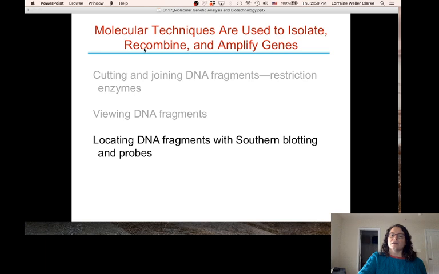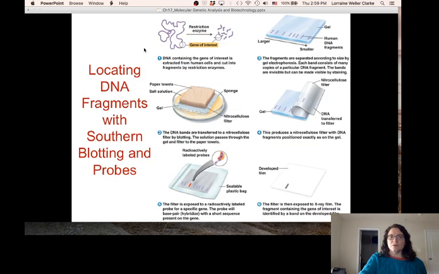So now we also have to figure out how to locate DNA fragments, okay? DNA containing a certain gene of interest, you want to extract it from human cells and cut it into fragments, and you want to figure out, did I find the right fragment, the right gene size? Okay, so you know the gene length. So you chop it up and you separate them by size. Each band consists of many copies of a particular DNA fragment, okay?